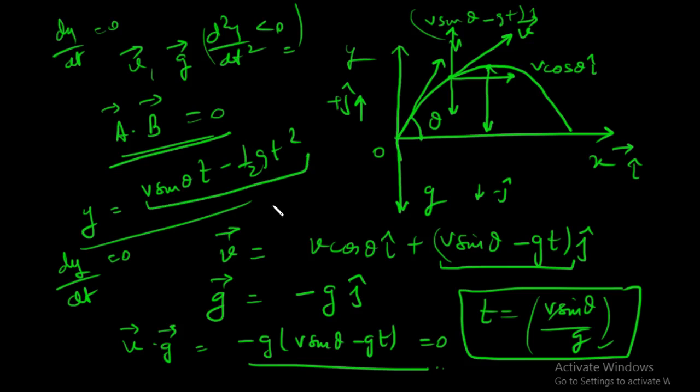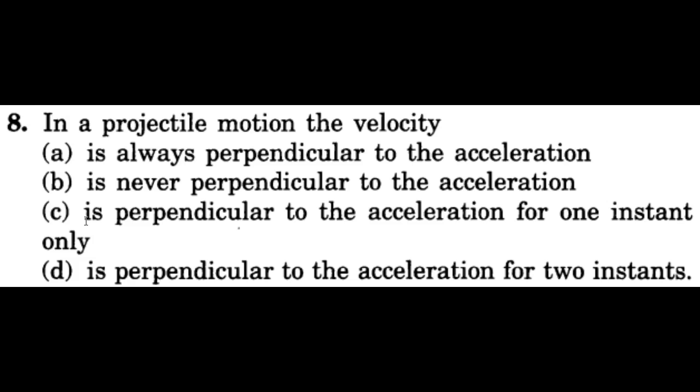So we just differentiate this expression. We get v sin theta minus gt to be 0. So this is similar to this, and hence t is this, v sin theta by g. Hence the velocity vector and the acceleration vector are perpendicular only at the maximum. And since this curve only has one maximum, there is only one instant where the two vectors are perpendicular, and this instant is at time t equal to v sin theta by g. So here C is the answer. It is perpendicular to the acceleration for one instant only. That is the maximum point.